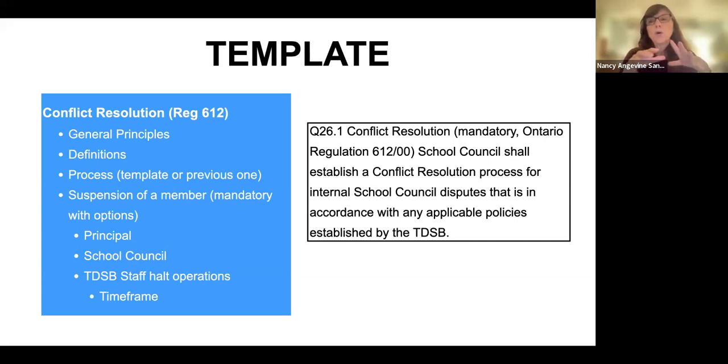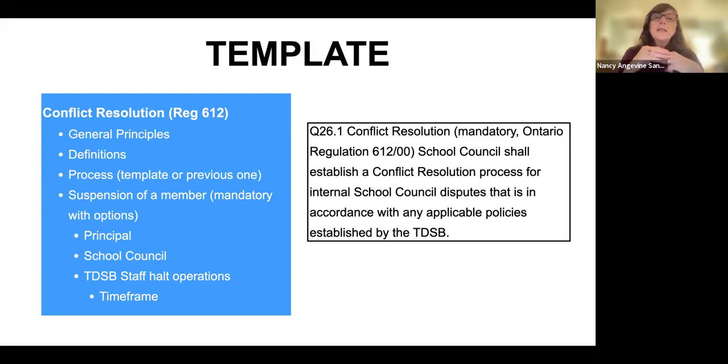I'm not going to go through all of it, but I just want to explain the outline. The first option for the suspension of a member involves the principal. If the principal decides that a member is becoming disruptive and is harming the workings of the school council, the principal may decide to suspend that member in consultation with board staff. The second option is the school council may decide to remove that member in consultation with the principal and perhaps the superintendent.